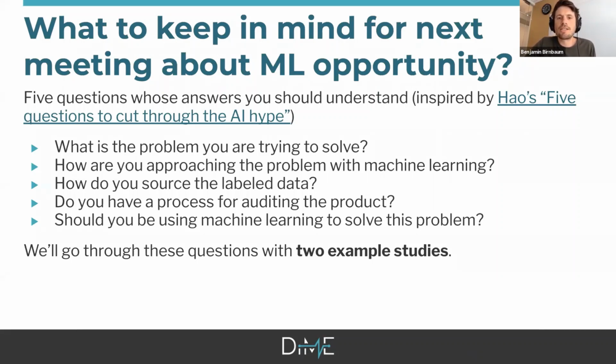So the first question is, what is the problem that you're trying to solve? Second, how are you approaching the problem with machine learning? Third, how do you source the labeled data? Fourth, do you have a process for auditing the product? And fifth, should you even be using machine learning to solve this problem? So to make these questions concrete, I actually want to discuss them in the context of two examples, and we can answer these questions for these two examples.